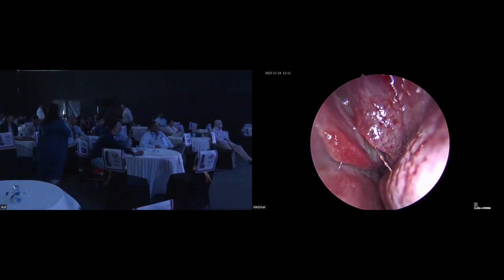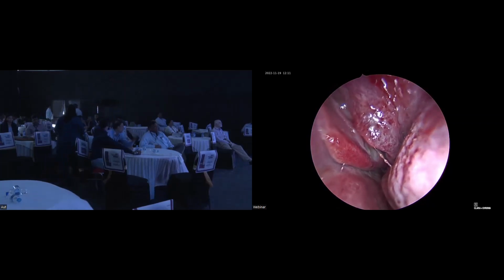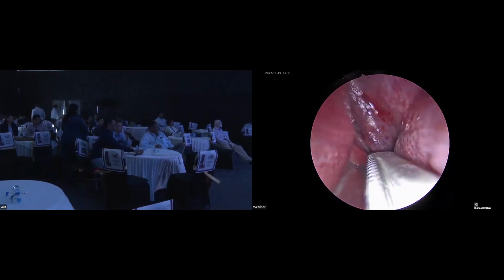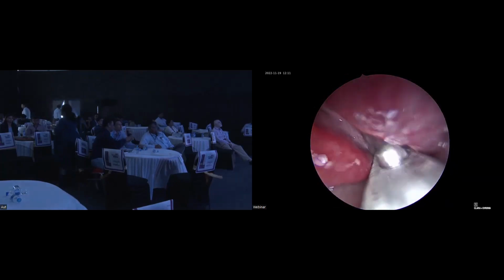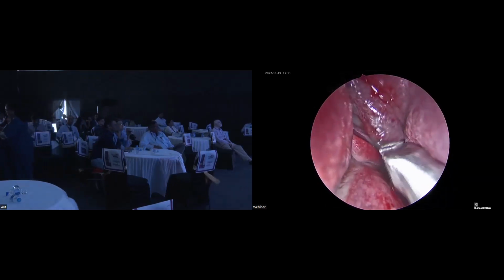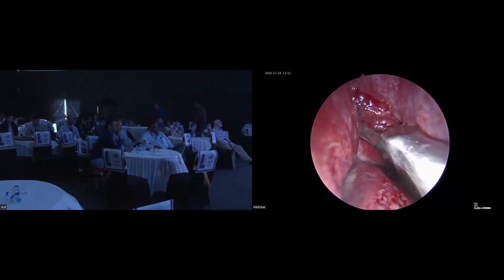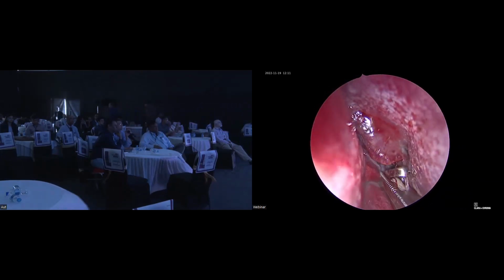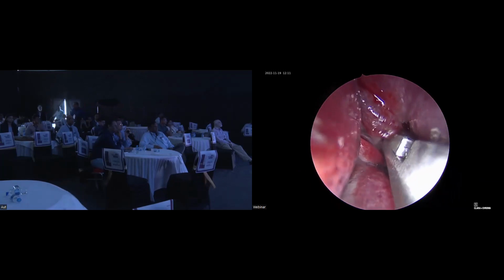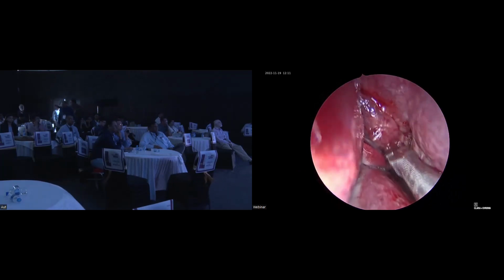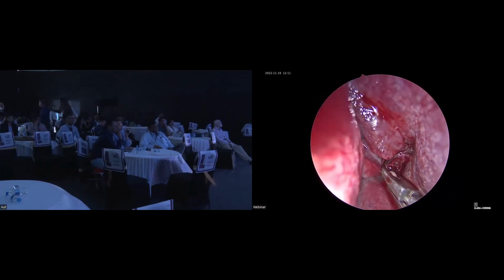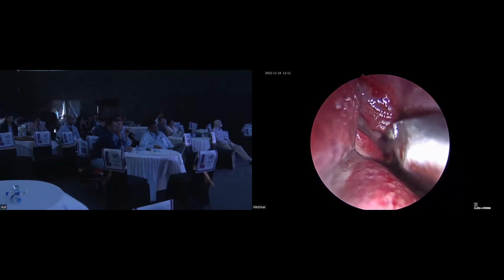But you have a very large uncinate here. I've almost unfolded the uncinate. Whenever, without doing the uncinectomy, you see it's more of an accessory ostium. I've taken one bite, and if you go backwards, we are already seeing into the maxillary ostium.